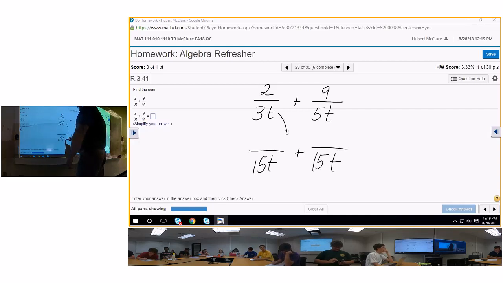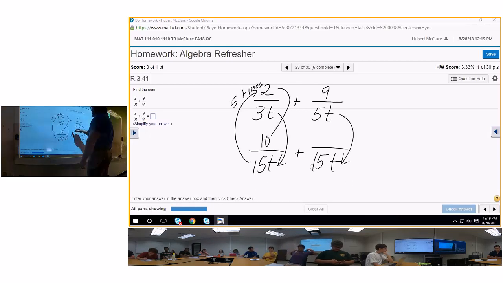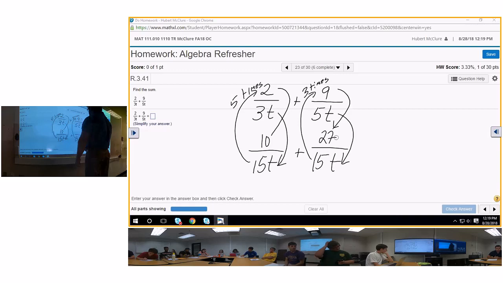How many times will 3t go into 15t? 5 times. 5 times 2 is 10. How many times will 5t go into 15t? 3 times. 3 times 9 is? 27. So your answer is 37 over 15t.